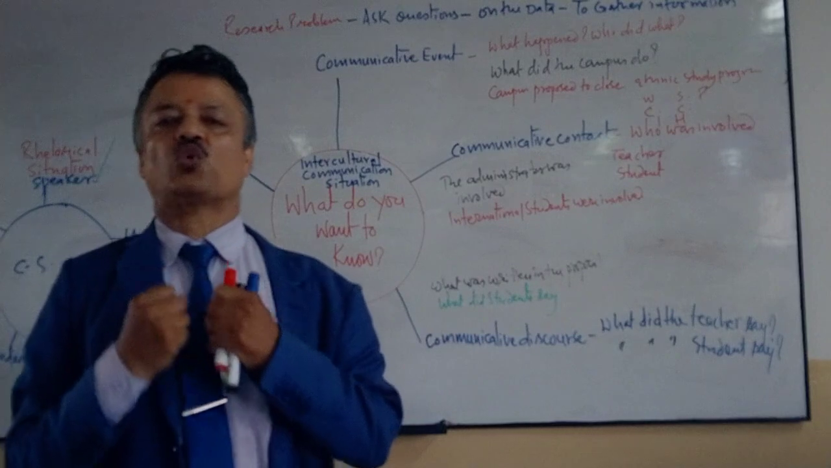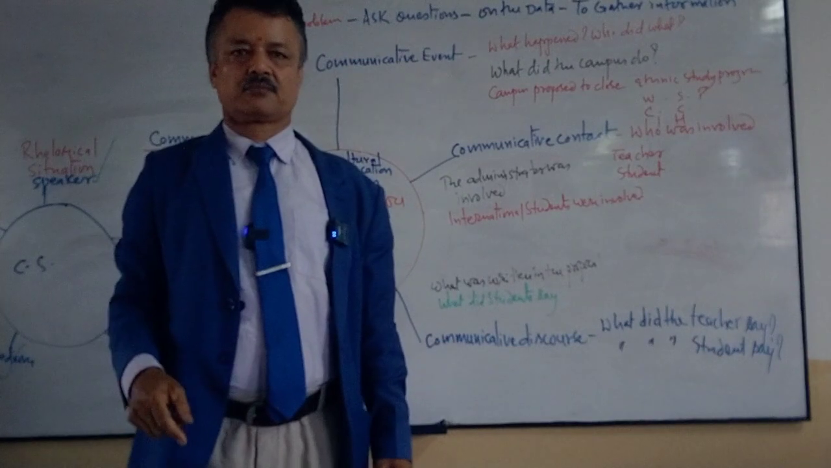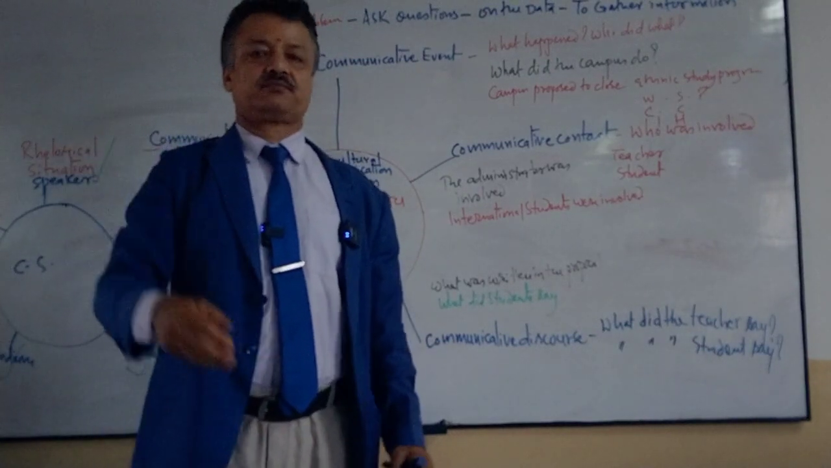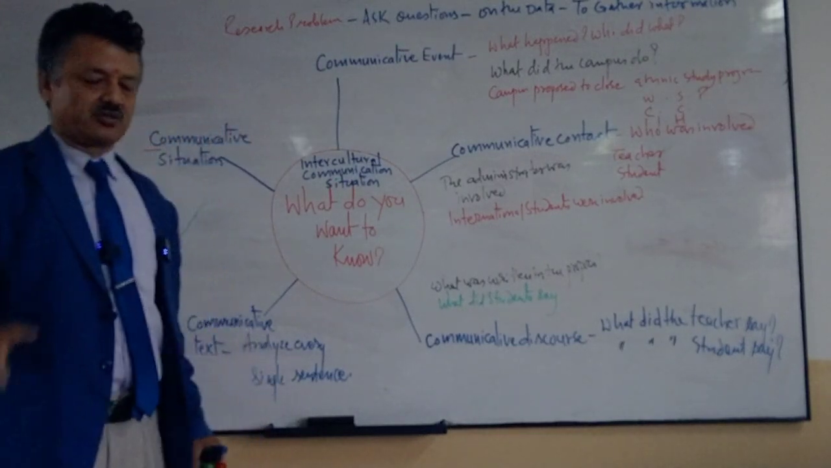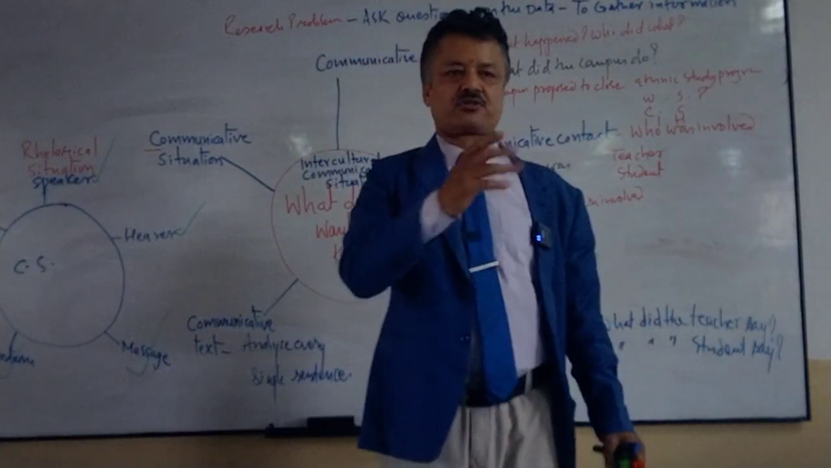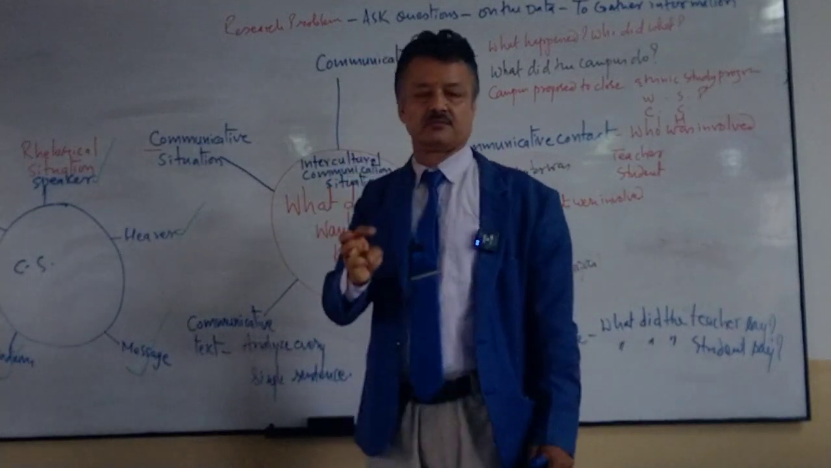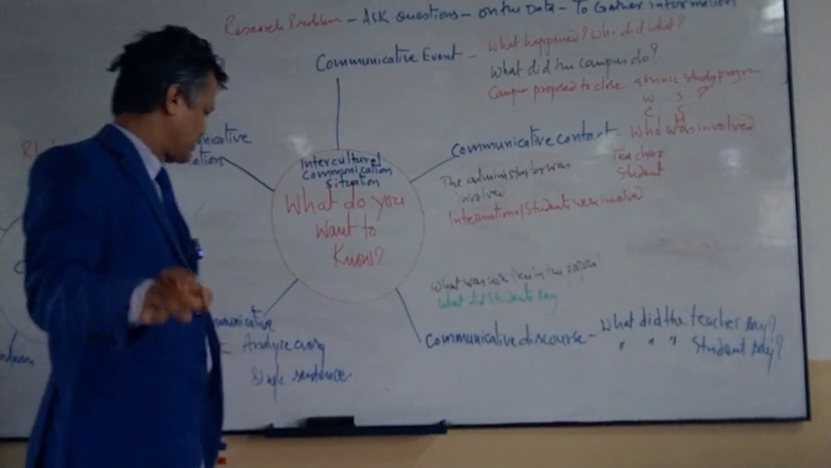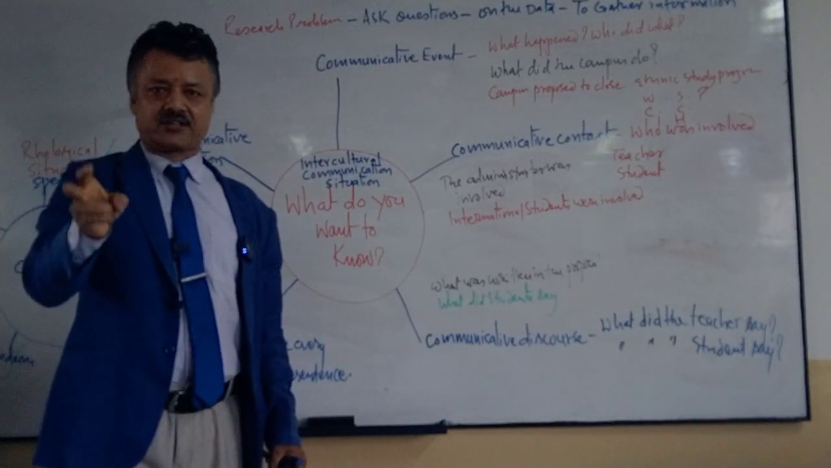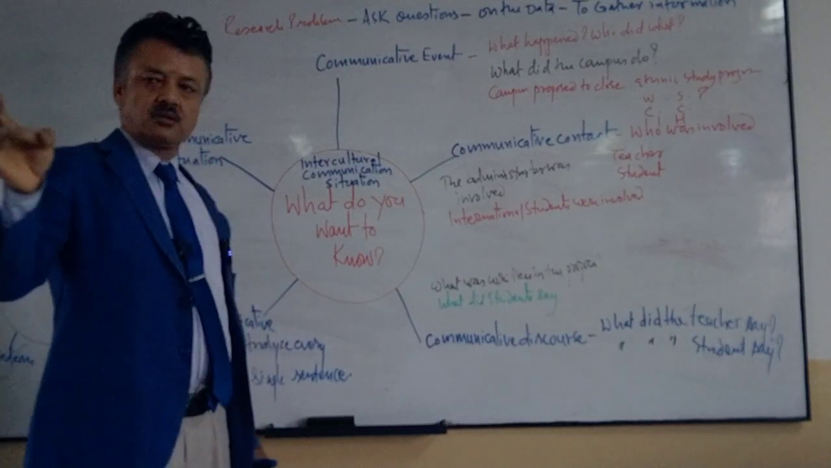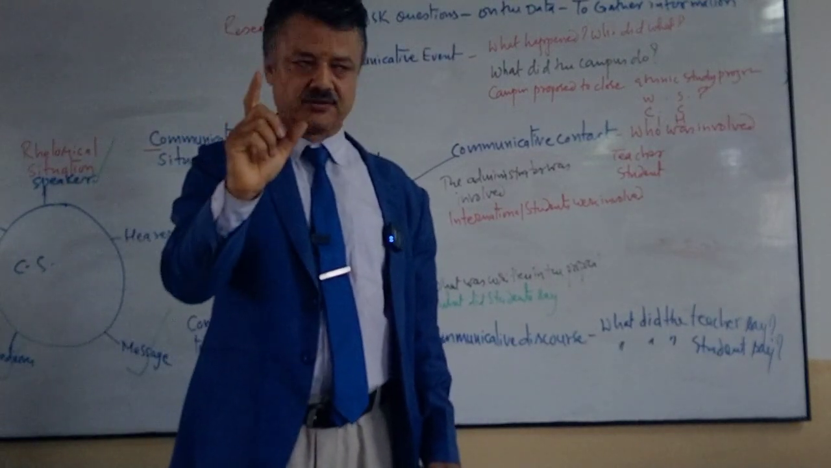So this is how you begin your intercultural communication research. First question, what do I want to know? Say with me, communicative event. What do I want to know? Say with me, communicative event. Communicative contact. Communicative discourse. Communicative text. Communicative situation. Event. Contact. Discourse. Text. Situation.